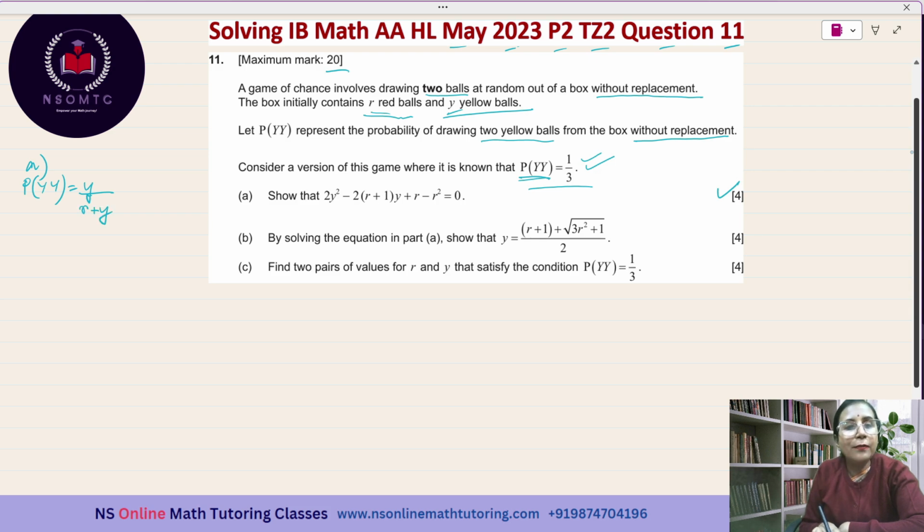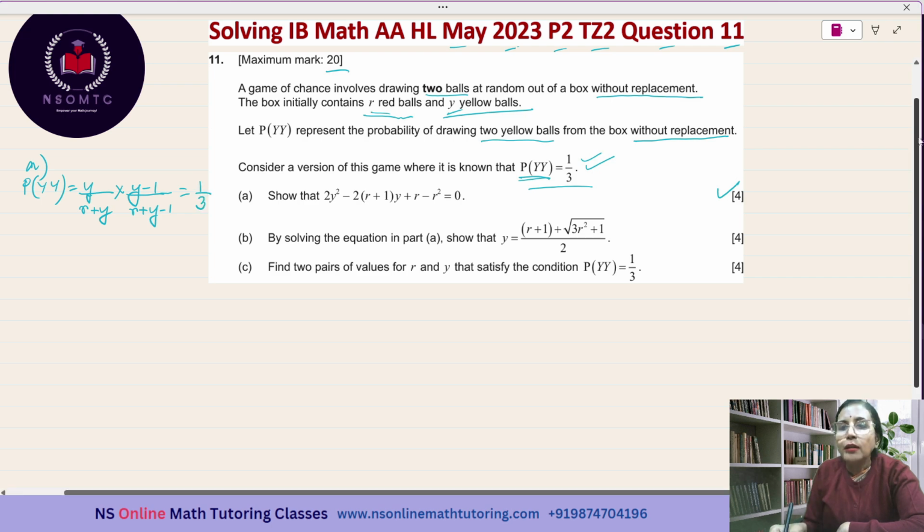Because this is the first yellow ball that we have taken out of the box, now we will be taking out the second yellow ball, and therefore multiplication. How many yellow balls are remaining? Now, because it is without replacement, we have Y minus 1 yellow balls in the box. Therefore, the number of favorable outcomes will be Y minus 1, divided by the total number of outcomes. There are R red balls and Y minus 1 yellow balls in the box, so the total number of balls will be R plus Y minus 1. And this is given to be equal to 1/3.